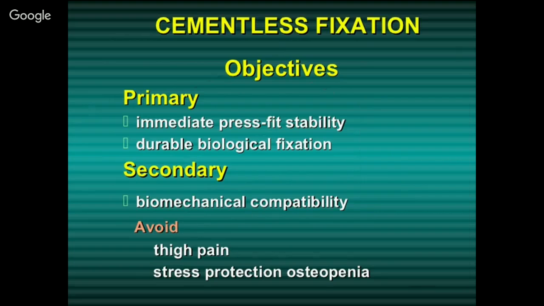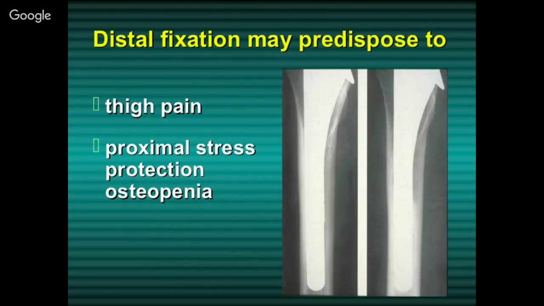Now cementless fixation, that is why we go for cementless fixation. The primary objective is immediate press-fit stability and durable biological fixation, and secondly biomechanical compatibility. The problem is that there is increased thigh pain, there is stress shielding and there is osteopenia in the proximal portion of the femur. So distal fixation may produce thigh pain.